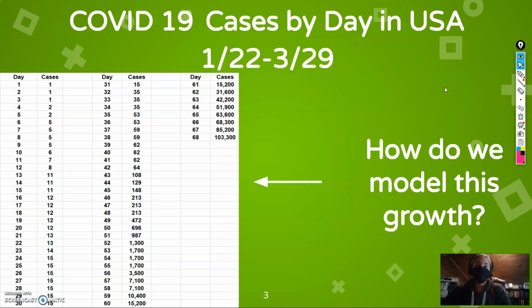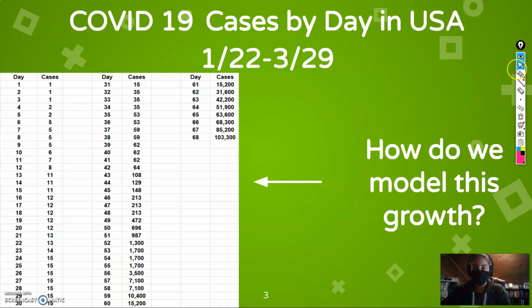All right, COVID-19 cases by day in the United States of America. This is starting January 22nd and ending yesterday, March 29th. These numbers come straight from the CDC. They report the numbers every day at 4 p.m., the total cases in the United States. So we are recording at 3:30, so these are numbers all the way up to yesterday.